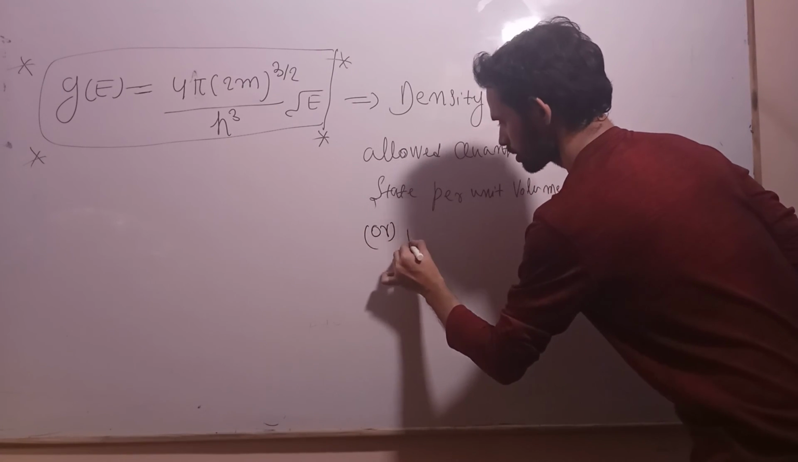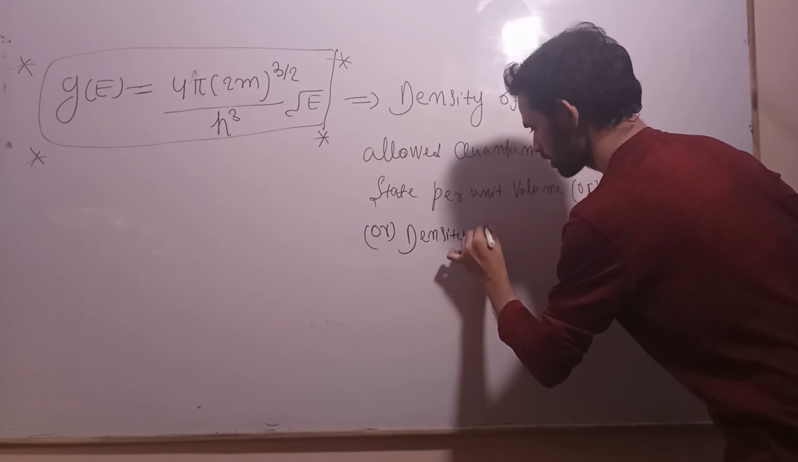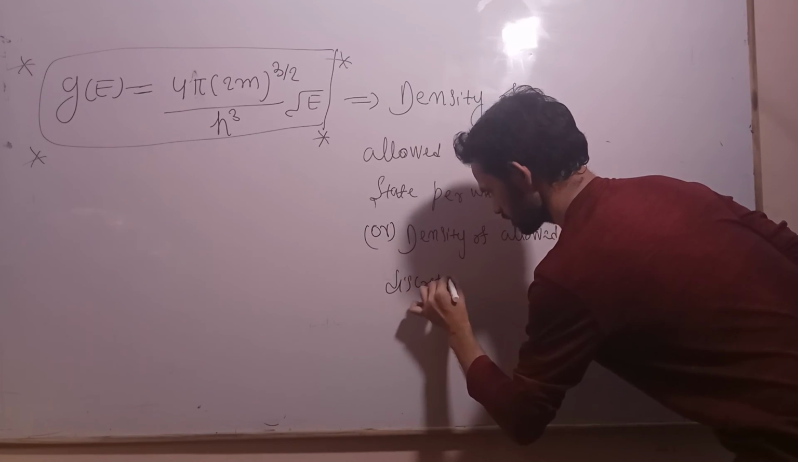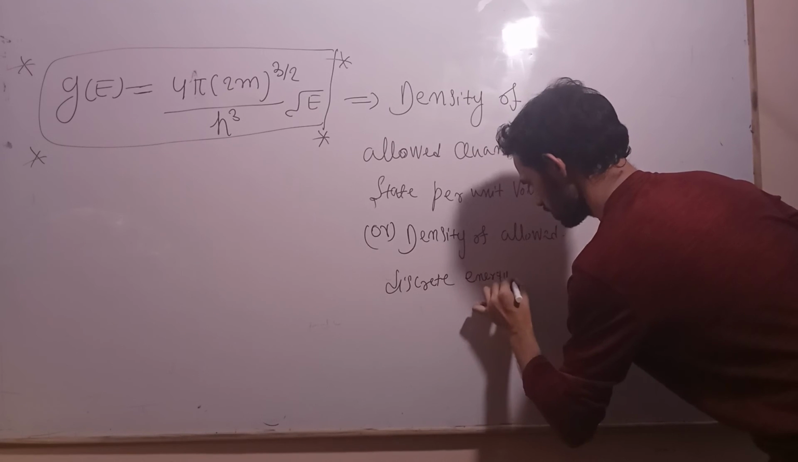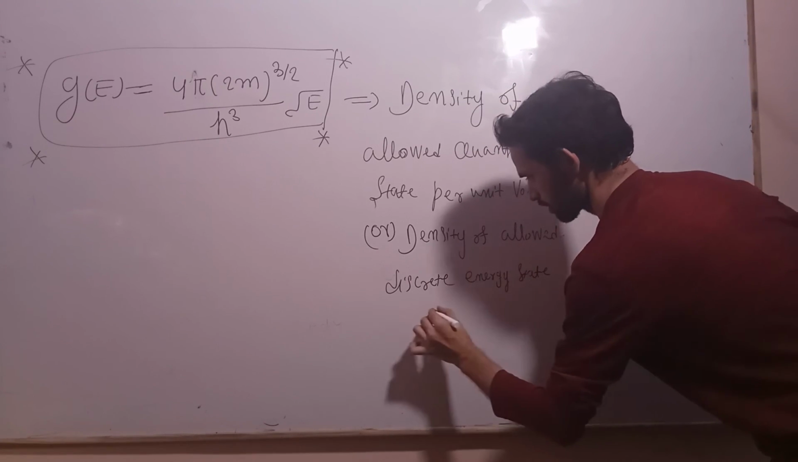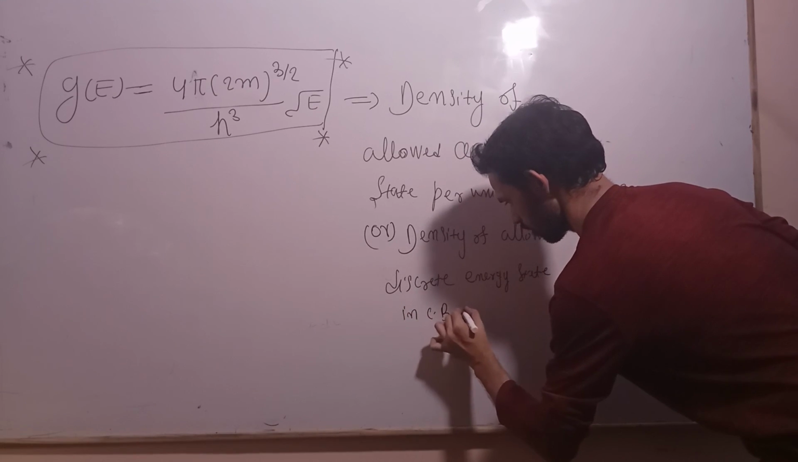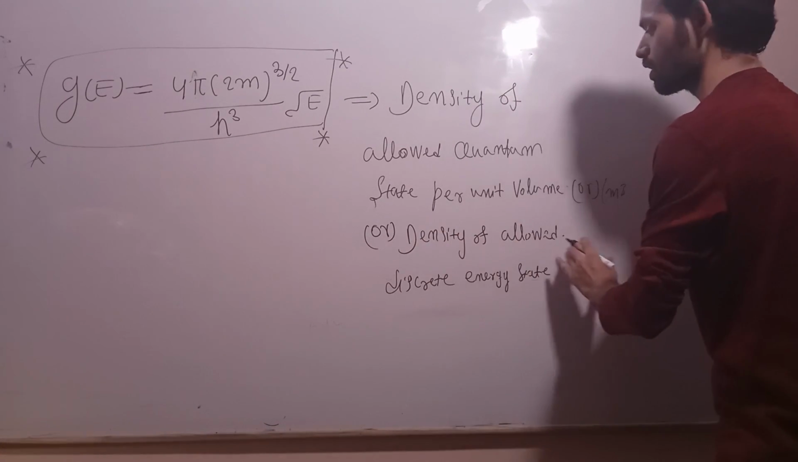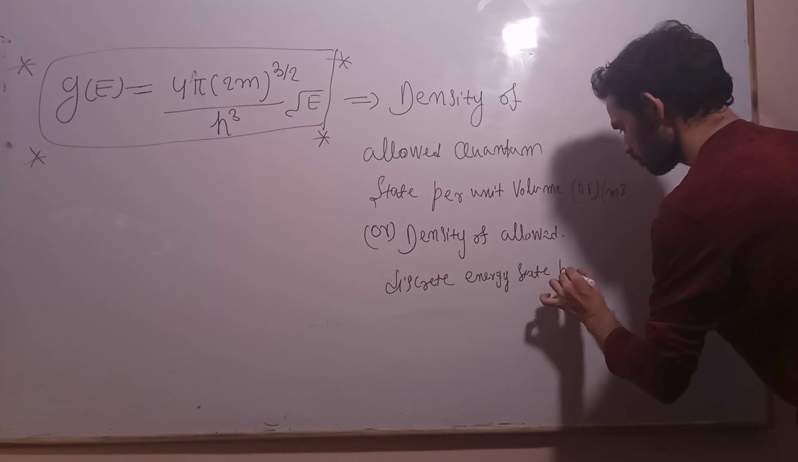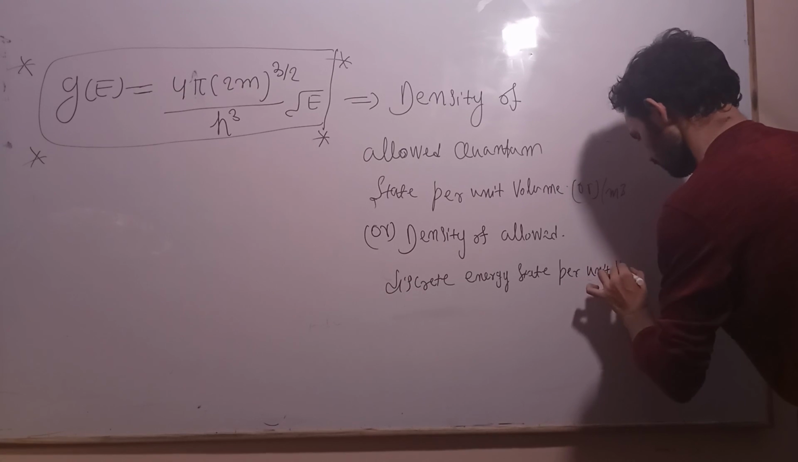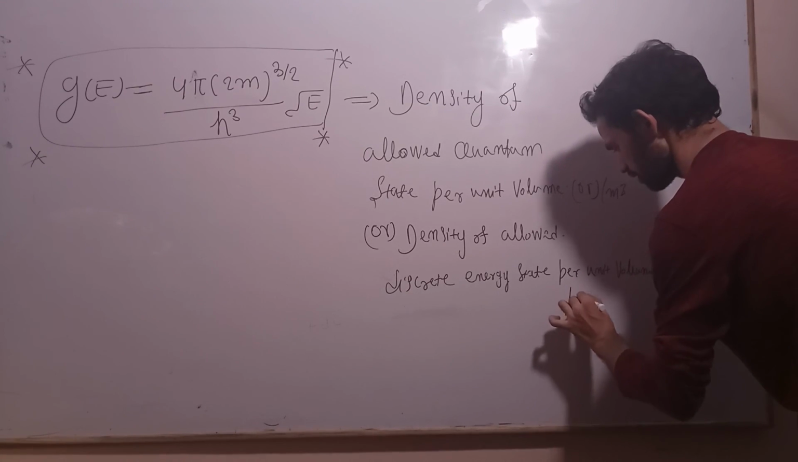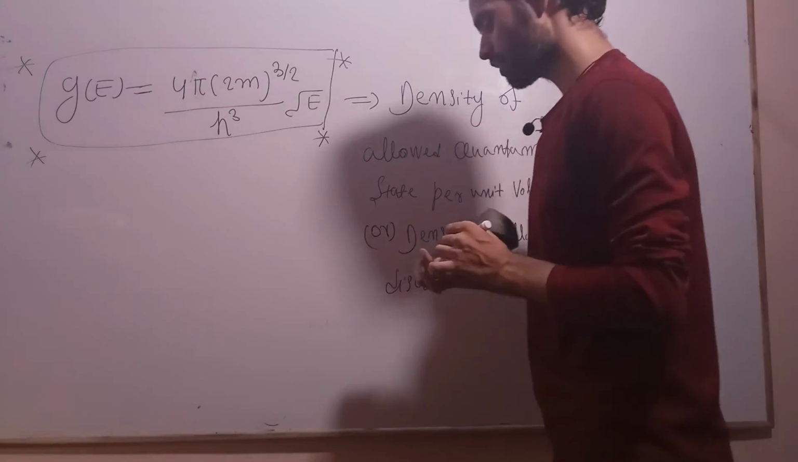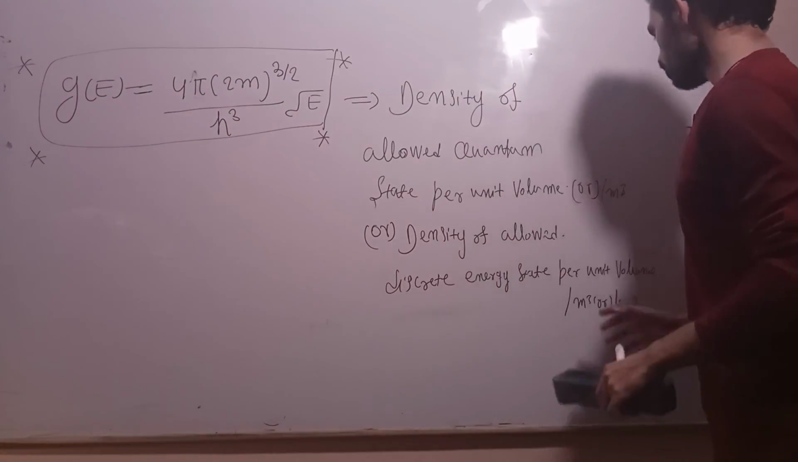This is just for free particle. This is the density of allowed discrete energy state per unit volume, or you can say per cubic meter or per cubic centimeter, depending on whether the volume is in cubic centimeter or cubic meter.